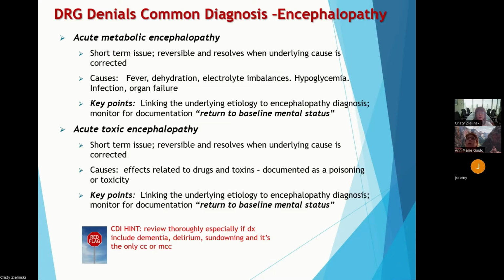All right, let's look at some encephalopathy here. Usually the main ones that we see, that I have seen even with DRG denials, are your acute metabolic encephalopathy or your acute toxic encephalopathy. Now, your acute metabolic encephalopathy is a short-term issue, right? It's transient. It's usually reversible and resolves when the underlying condition is corrected.